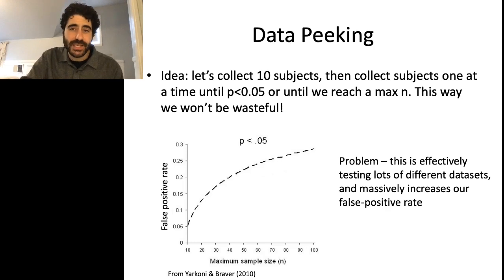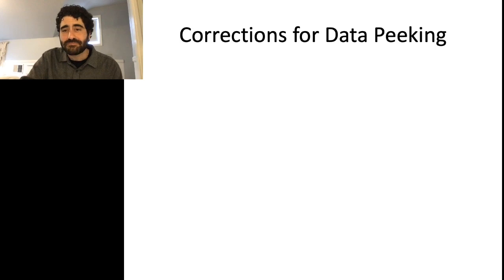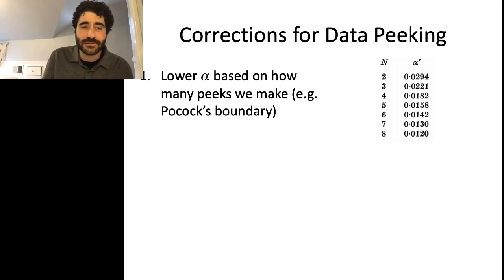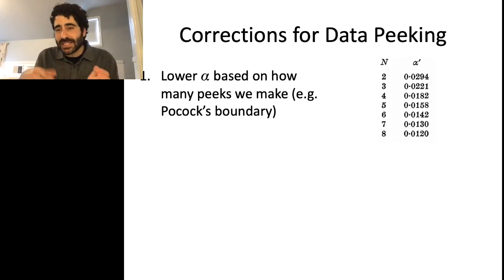Another approach is we do peek at our data, but we use some kind of different threshold. One option, similar to a Bonferroni correction, is that if we are doing lots of peeking, we have to be more conservative. So if we want an overall false positive rate of 0.05, then if we're making lots of peeks, we need to drop our alpha threshold for each of those tests. So if we're peeking 8 times, we need to look for p-values that are less than 0.01 if we want an overall false positive rate of 5%.